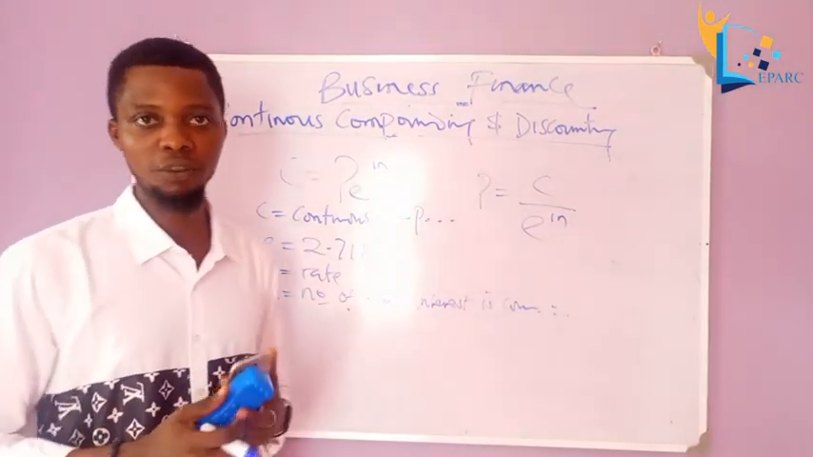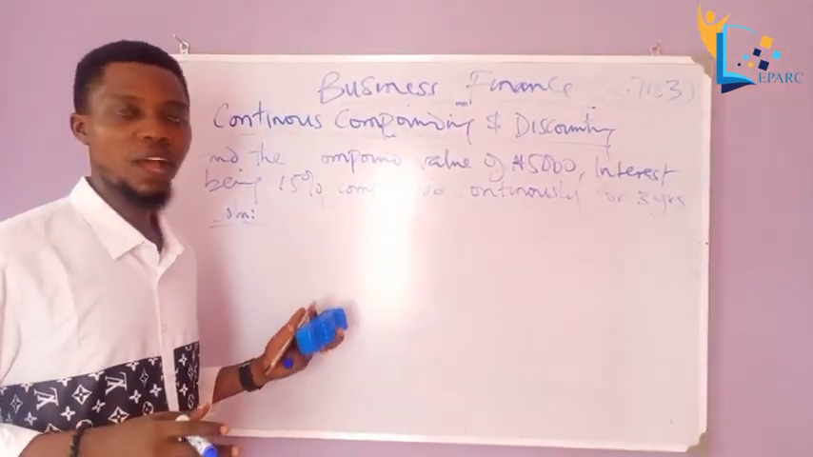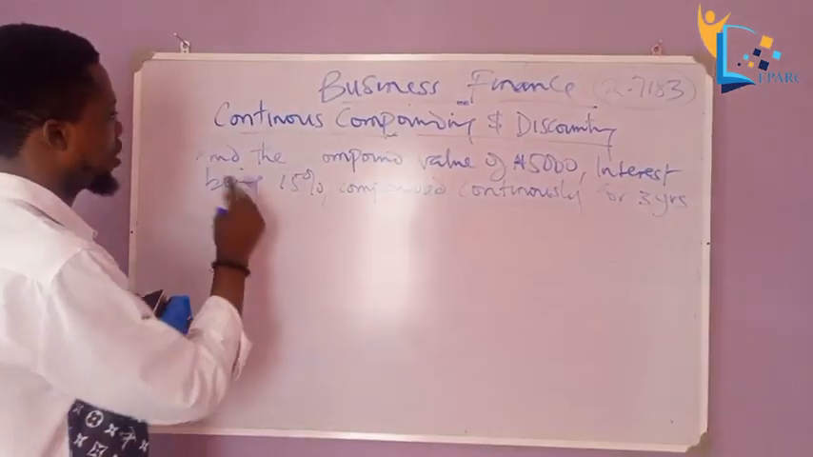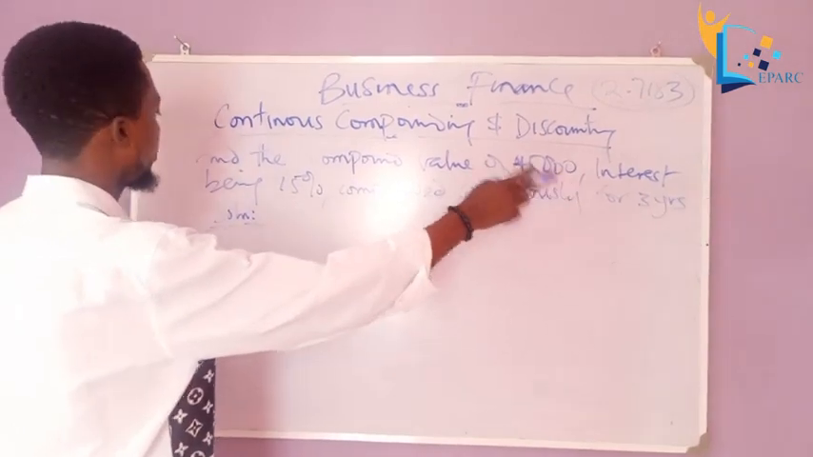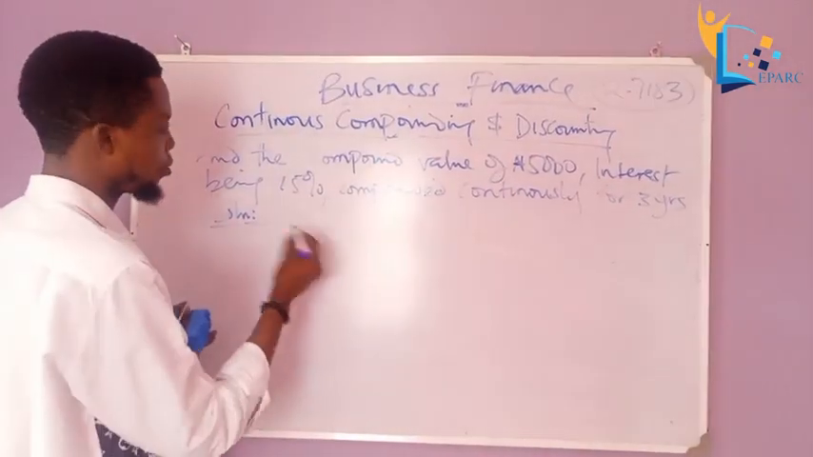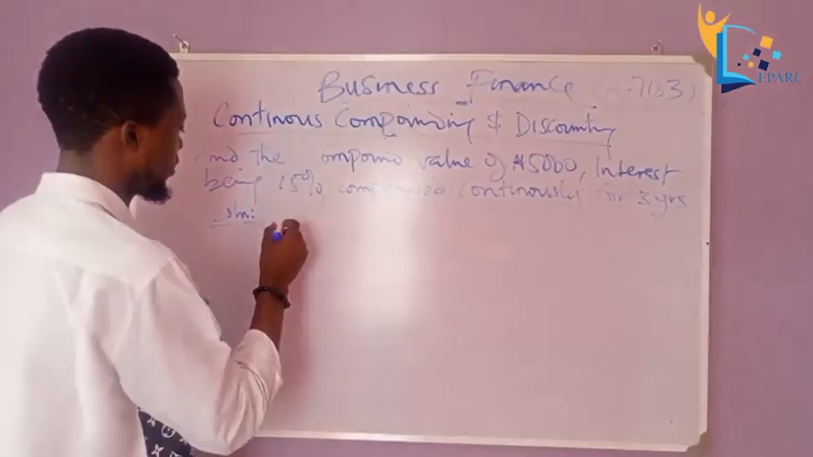So we are going to look at a problem now. So let's see how we can solve this problem. Find the compound value of 5,000, interest being 15%, compounded continuously for 3 years. So we use our formula now.